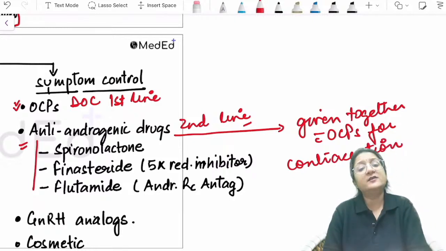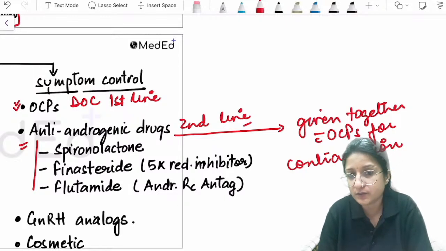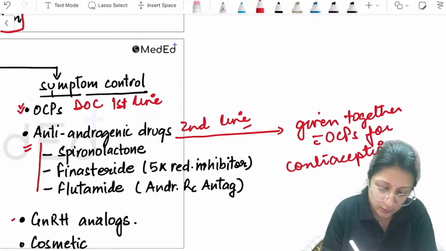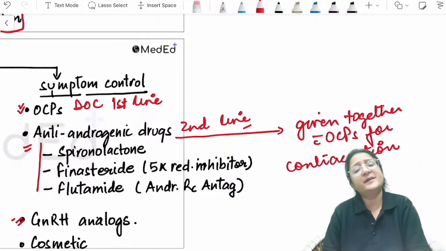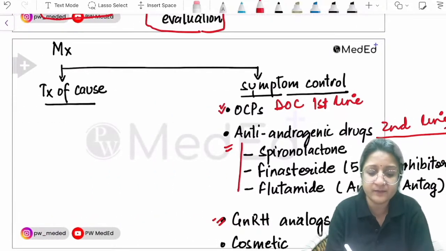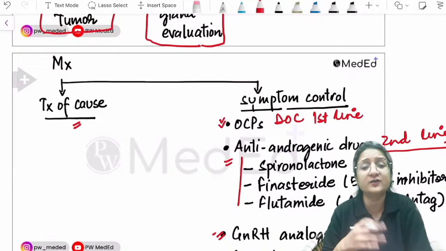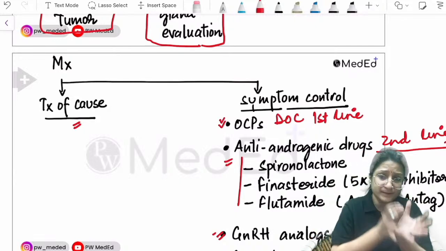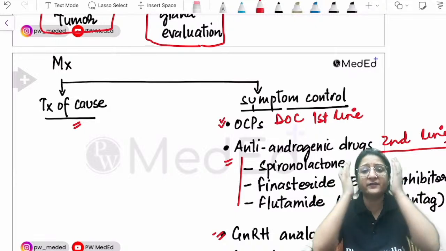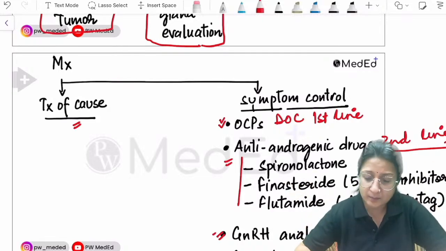Then GnRH analogues can be used. GnRH analogues are going to suppress the ovarian production of hormones, so they can also be used, right? Cosmetic treatments are always there, and wherever possible we try to go for treatment of cause, management of cause. Like if it's an ovarian tumor, that needs to be excised. If it's an adrenal gland tumor, that needs to be removed, right? So keep that in mind.